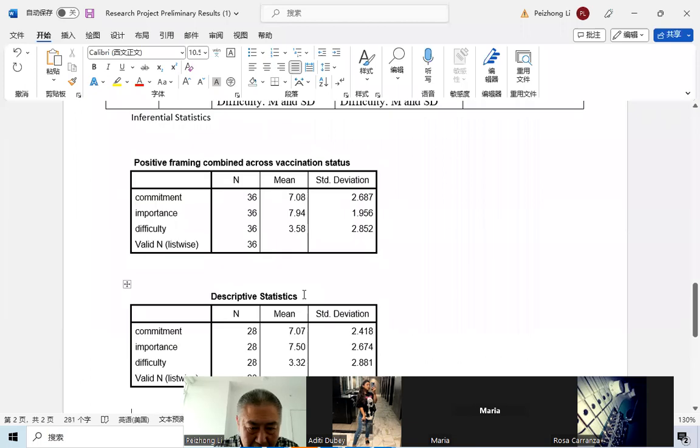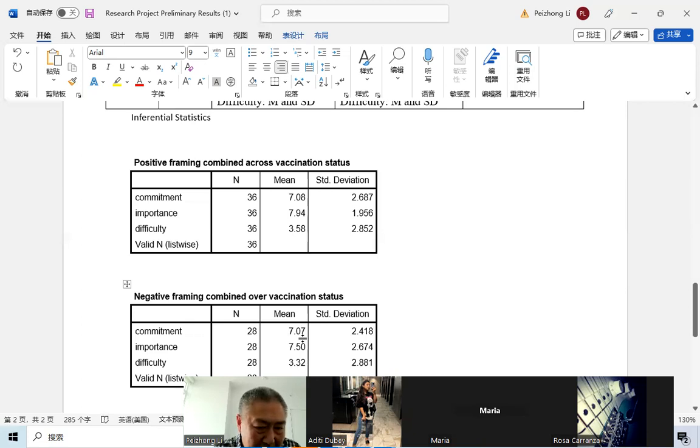Now I'm giving you negative framing combined over vaccination. It doesn't seem to be that different, right? Although it's not much of a difference, there is one. Here you see commitment for positive framing is 7.08, and this one is almost the same. So I would say this is a small difference.